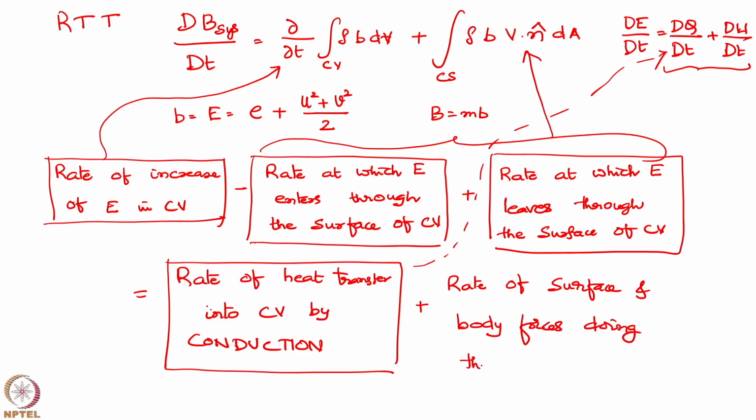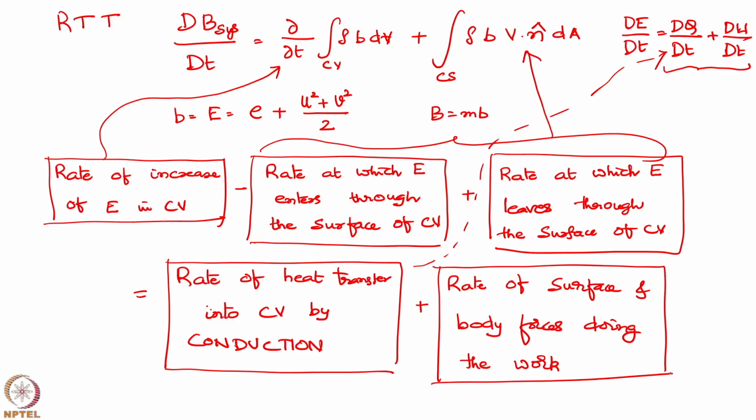So, each of these blocks now we need to expand in the differential form. That is the next effort, what we are going to do, the work on the control volume. That is what we are going to represent now. So, let us take up the left hand side first. The left hand side is the rate of increase in the control volume, the rate at which E enters and the rate at which E leaves the control volume.